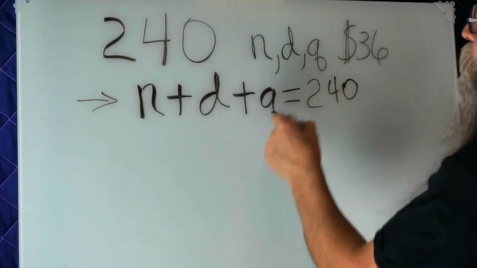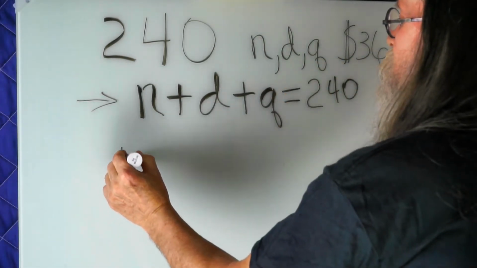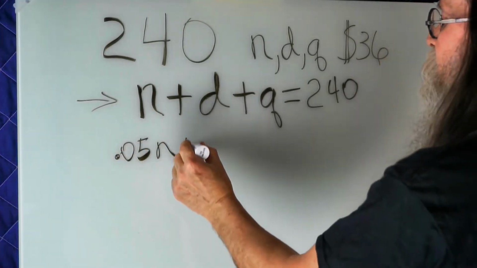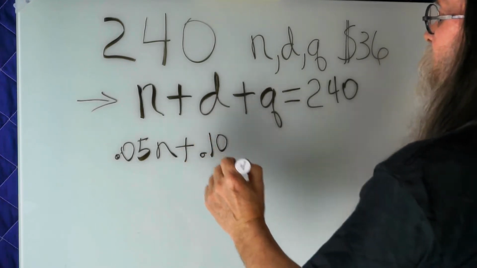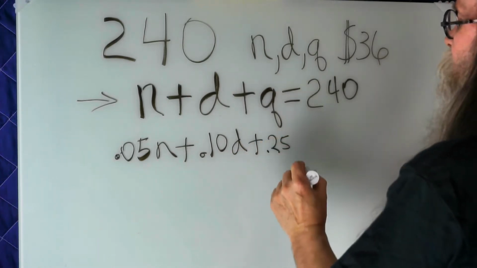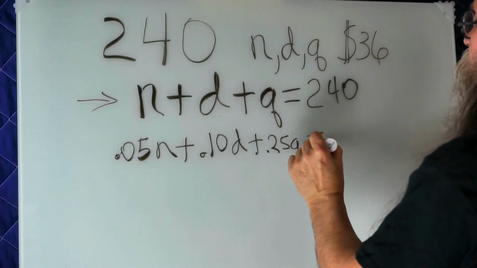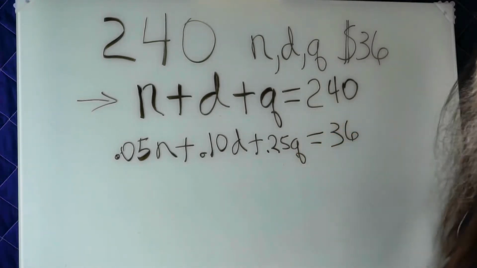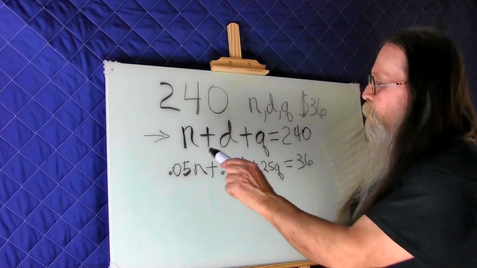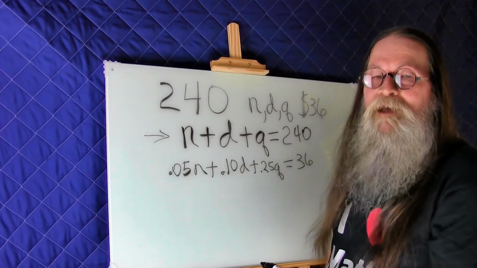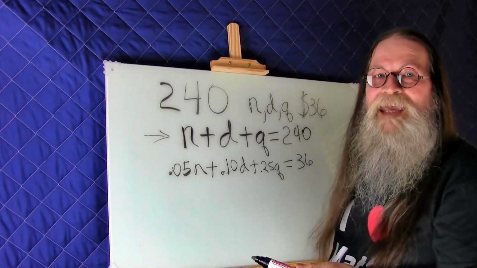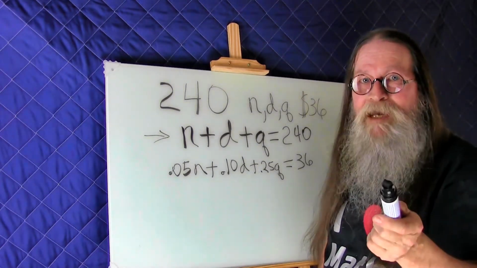And then if we want to think about the money part of it, it's 0.05, because a nickel's worth 5 cents, plus 0.10 for a dime, plus 0.25 for a quarter, and this is going to equal our $36. Now, we can solve it like this with decimals, but decimal numbers are hard on the brain.